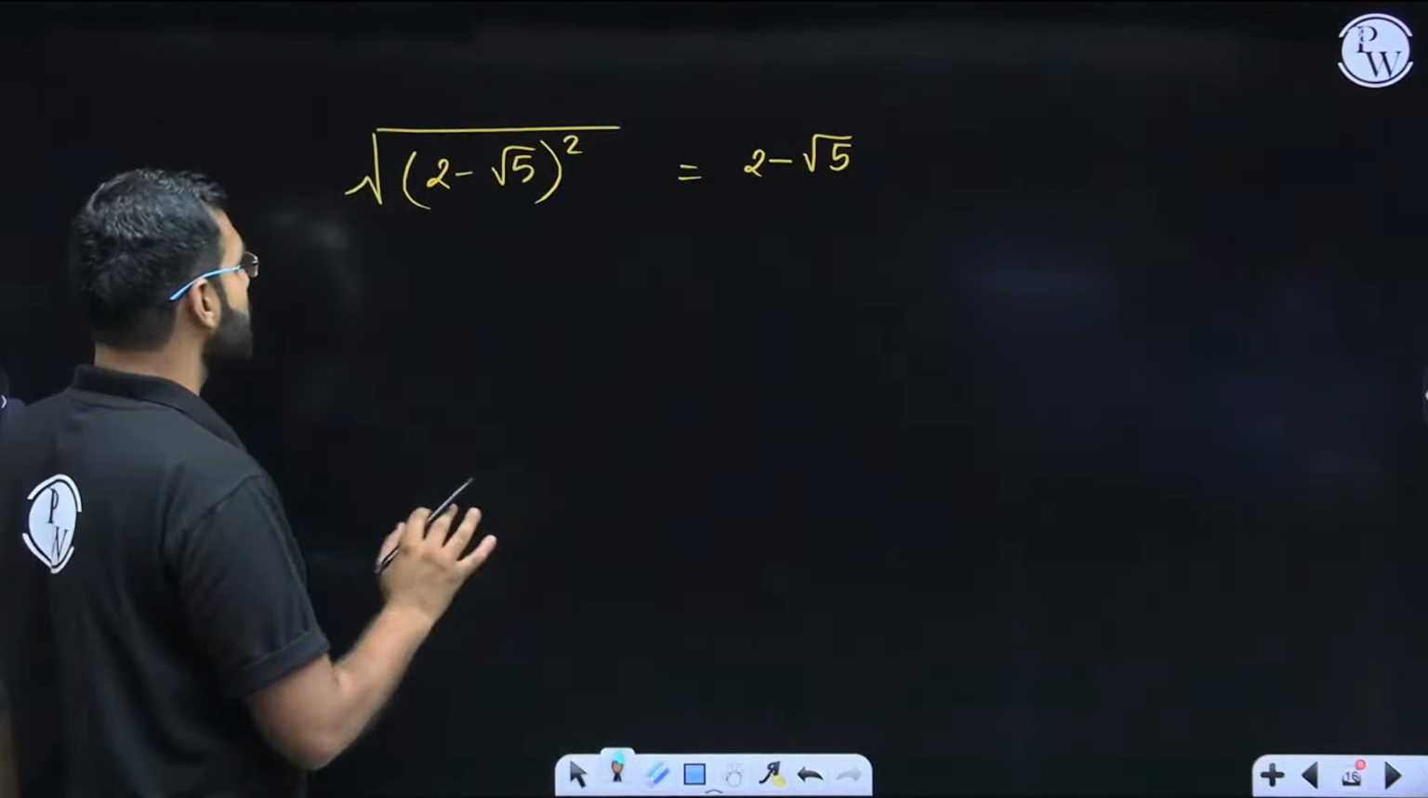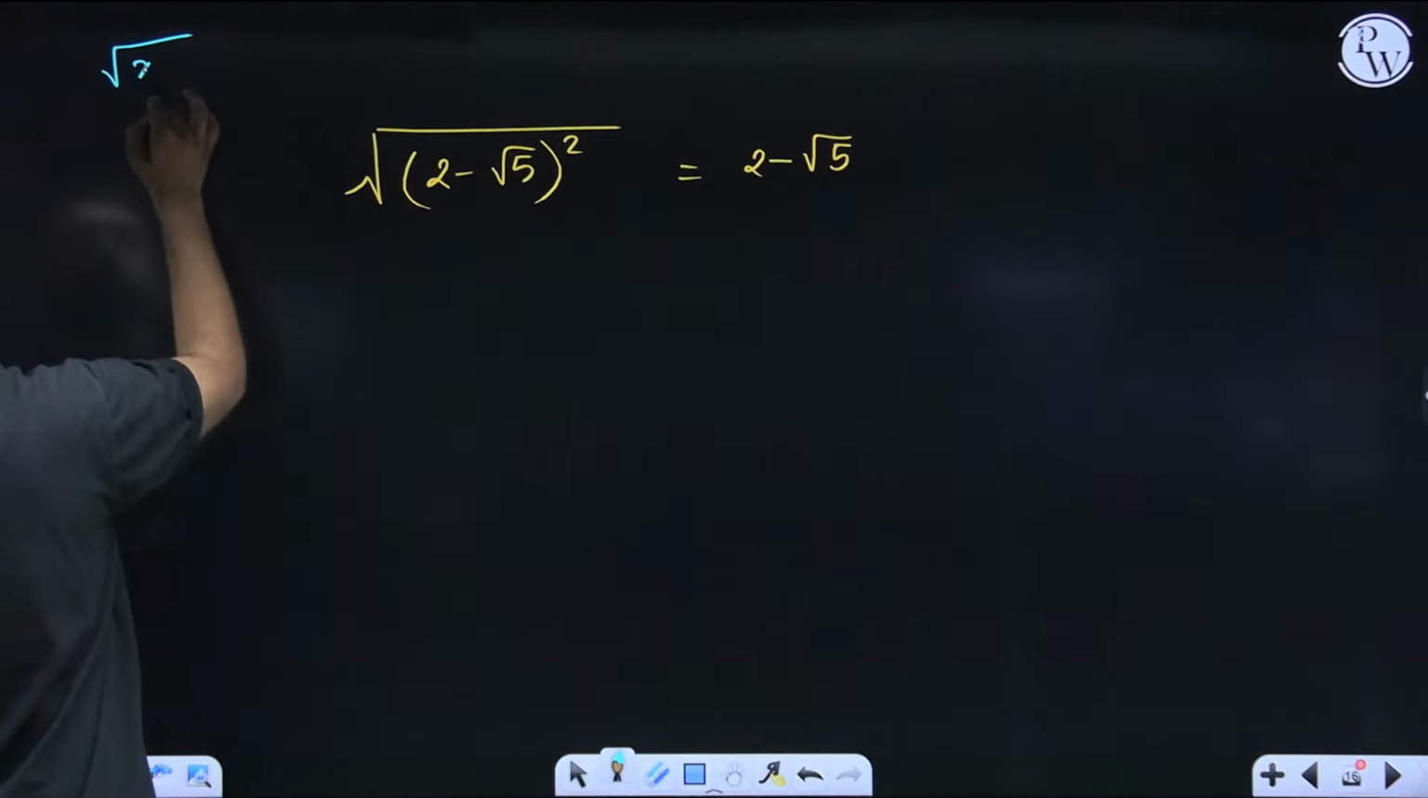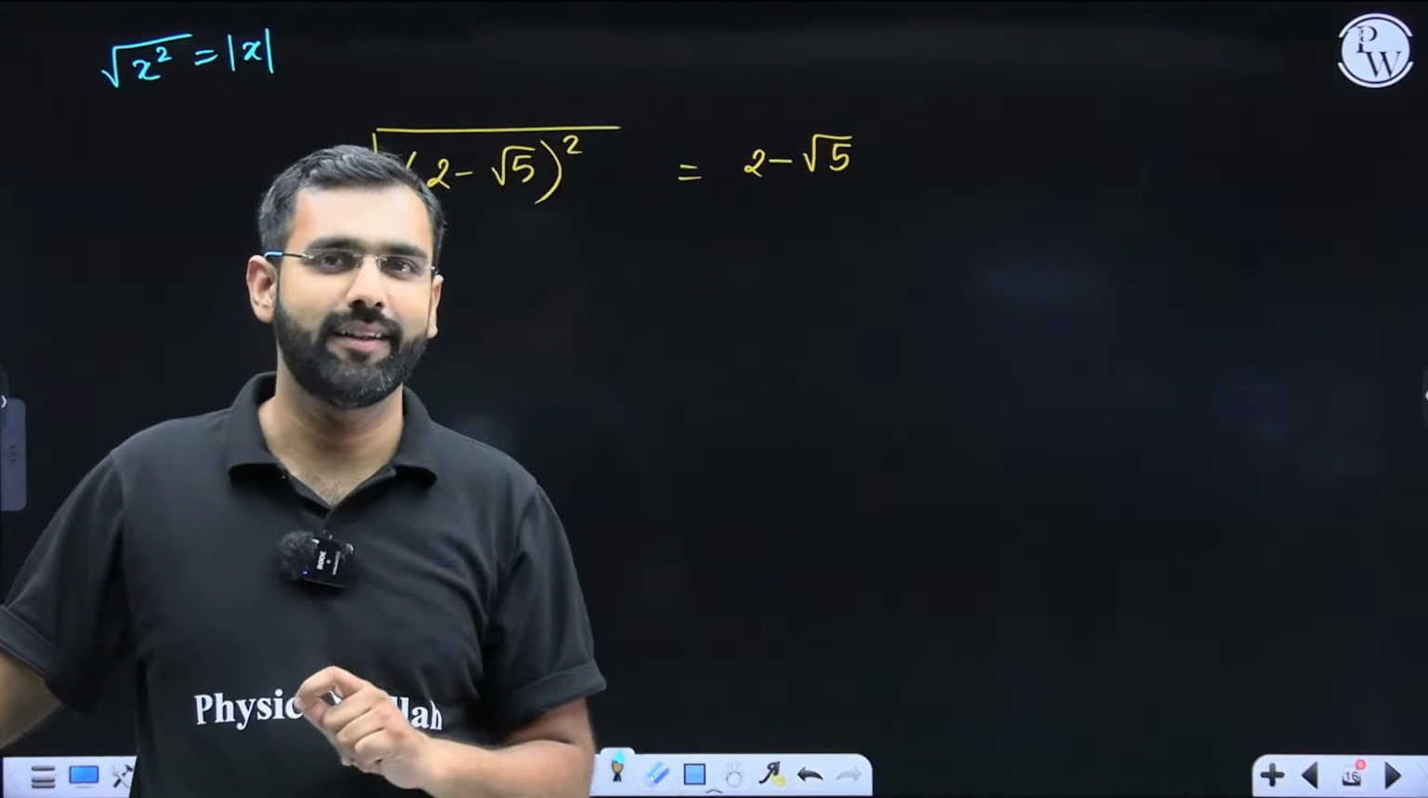Because please pay attention. What we have just discussed is that square root over x square is mod x. So are you really sure that it is mod of that number, which means it is the absolute numerical value? Let me check it. 2 is 2, root 5 is 2.2 approximately. So 2 minus 2.2, I think that is negative.